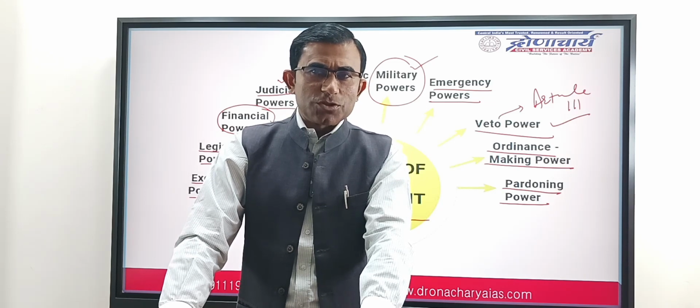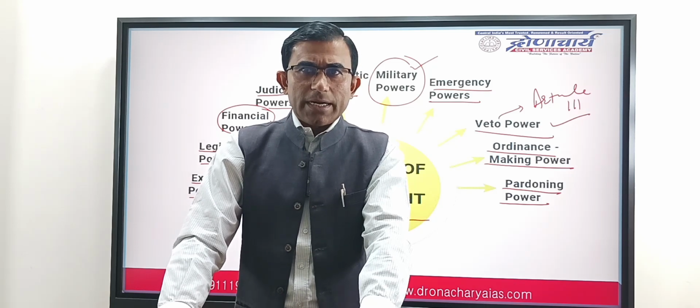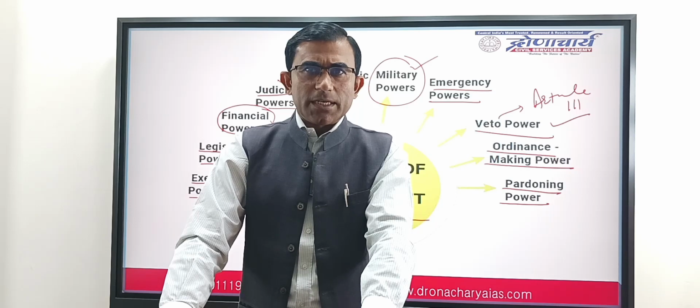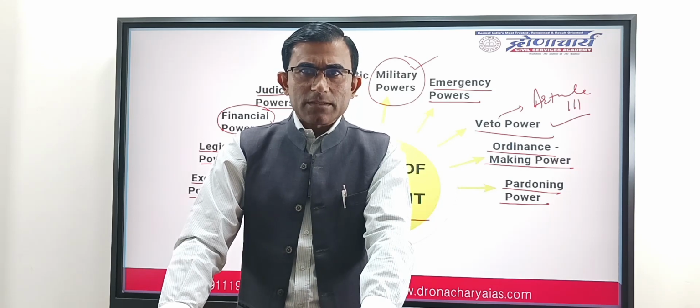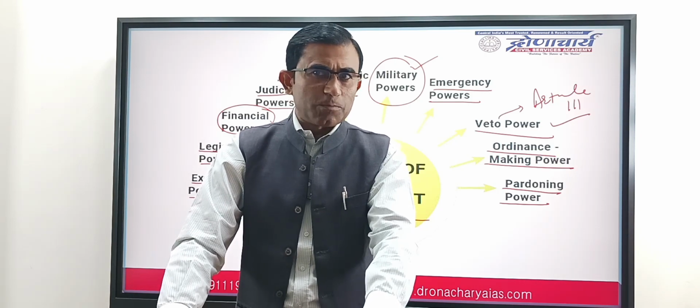Former President Ramaswamy Venkataraman had rightly observed, the office of the President is an emergency light. It comes on automatically when there is a crisis and goes off automatically when the crisis passes.